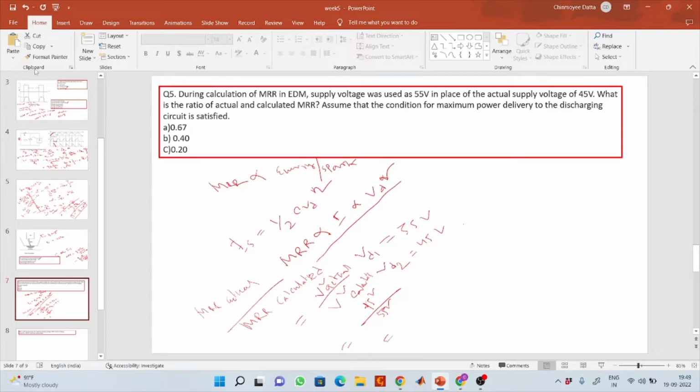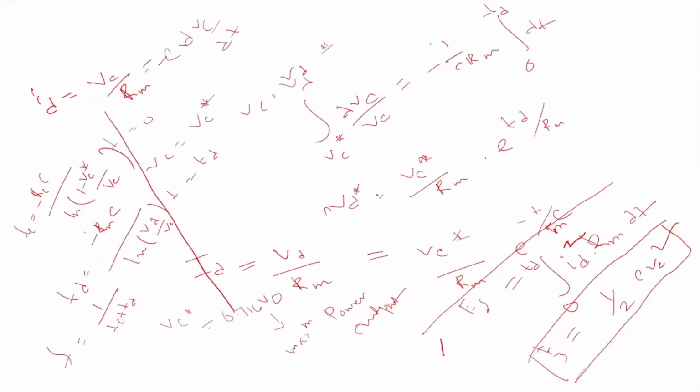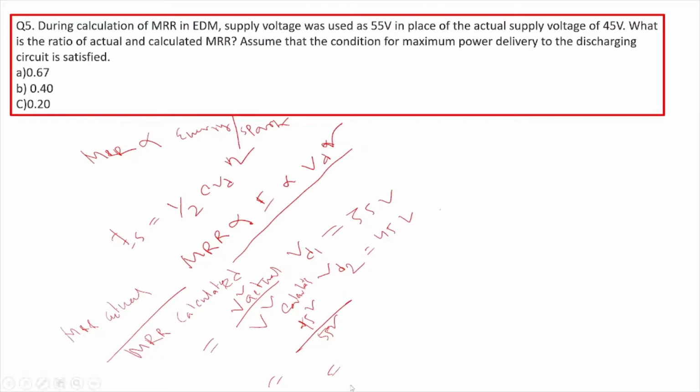So have you calculated this value? It's simple, right? Actually, you can relate the equations as MRR is directly proportional to the energy per spark, we have seen that derivation, right?